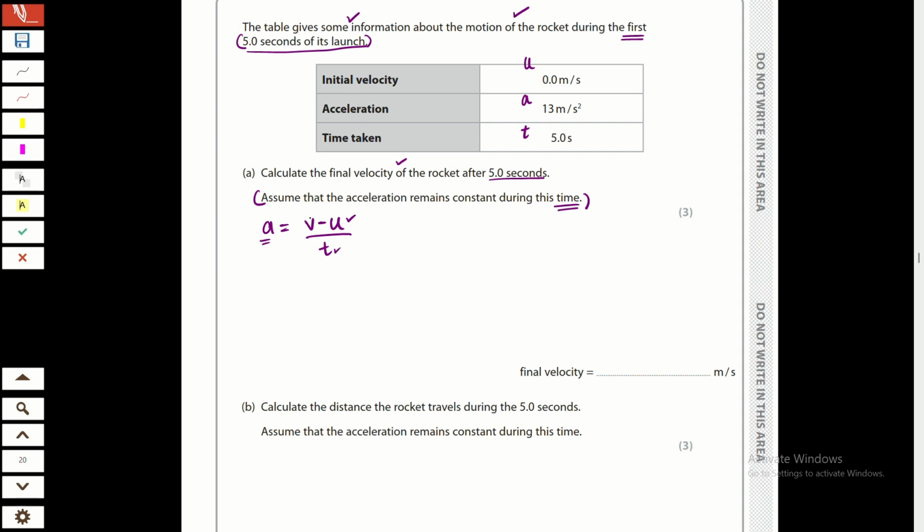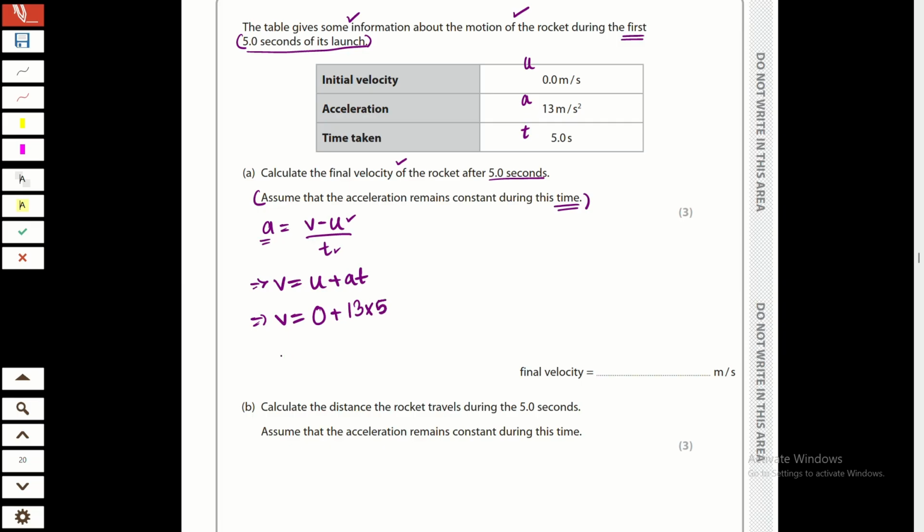So I know the acceleration, I know the initial velocity, I also know the time. I just have to calculate the final velocity. So if I make the final velocity the subject, I will get v = u + at. Now I will just substitute the values of u, a and t to calculate the value of v.